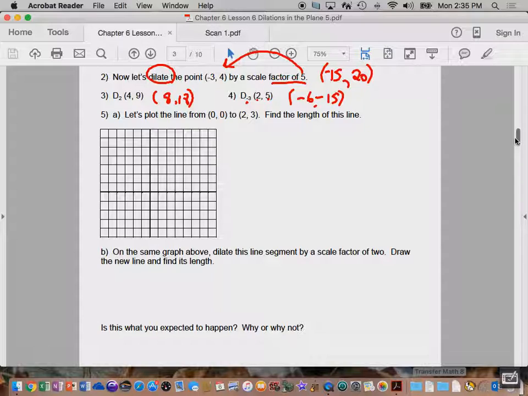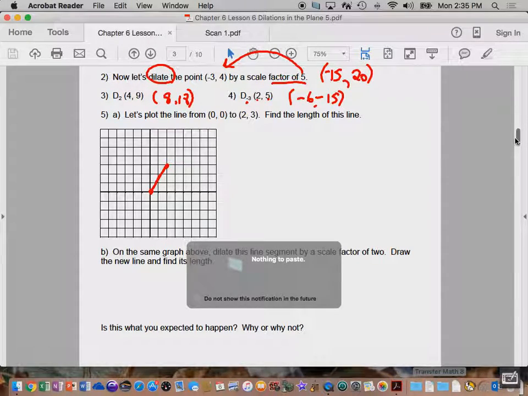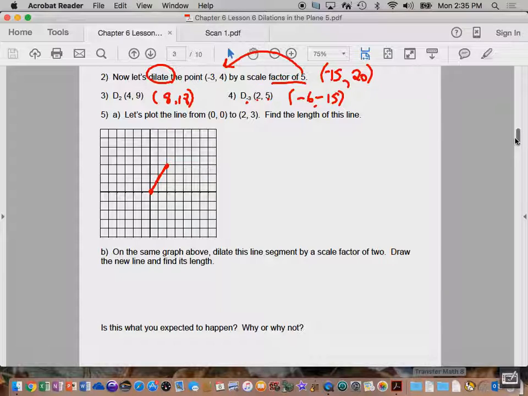All right, next one. Let's plot the point (0, 0) and the point (2, 3). Find the length of this line. Okay, everybody? (0, 0), (2, 3). Now, let's make a right triangle, and let's do the Pythagorean theorem and find out how long that line is. Go ahead.